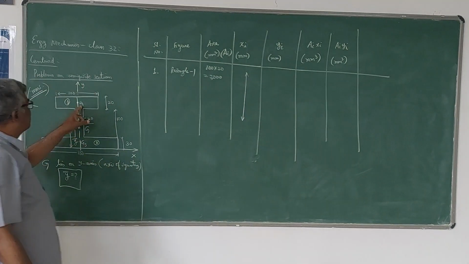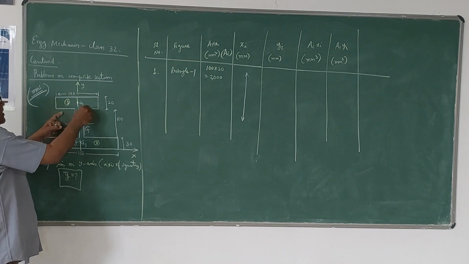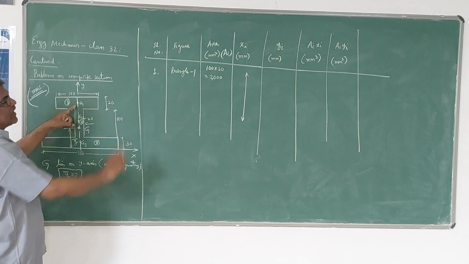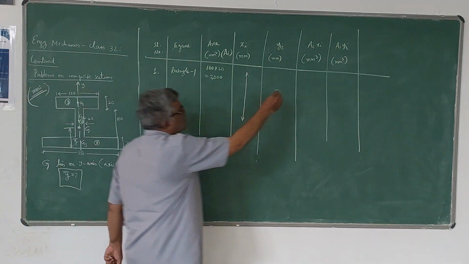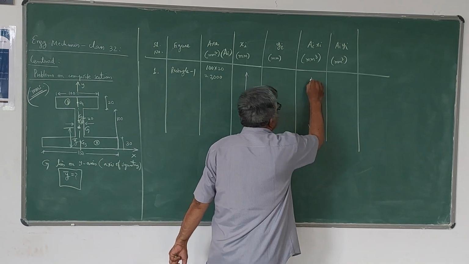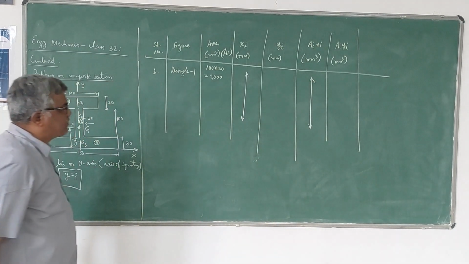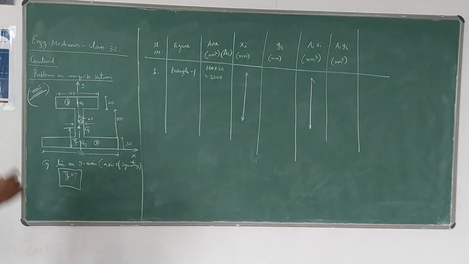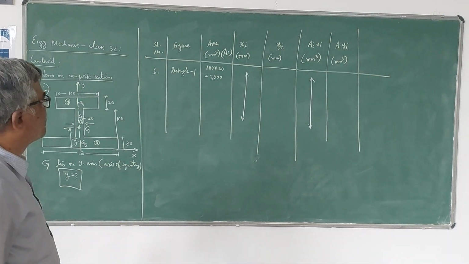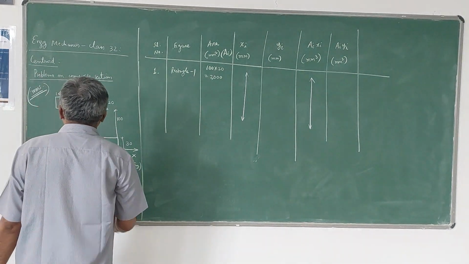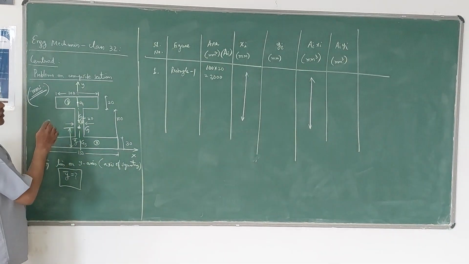This G1 lies on this axis of symmetry, so you can take xi as 0. These two columns you need not write here, because it is symmetrical about the y-axis. Xi values will be zeros. Only yi I require.